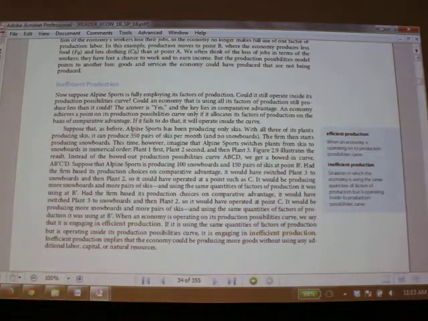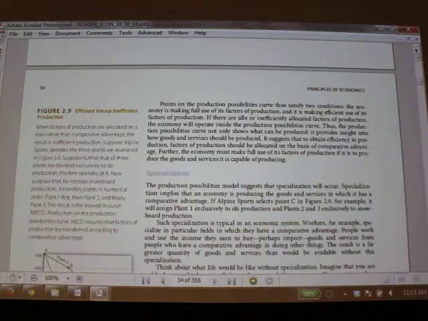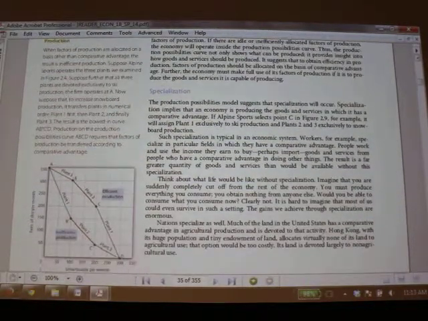There's also a distinction made here between idle factors of production, that means factors not being utilized, and inefficient production, which means factors being utilized but not efficiently. In other words, not using factors according to comparative advantage. I don't think we've defined comparative advantage yet. So let me say not according to who has lowest opportunity cost, because it pretty much means the same thing.